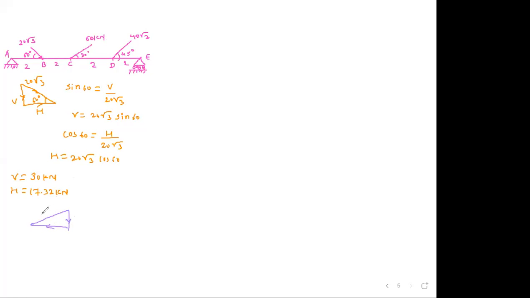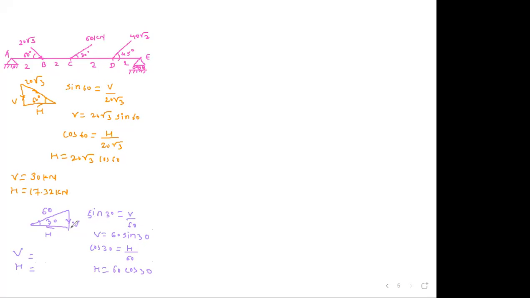So this hypotenuse is 60. This is horizontal and this is vertical, and the angle is 30 degree. So I will write here sine 30 is equal to V divided by 60. That means V is equal to 60 into sine 30. And after that cos 30 is equal to H divided by 60. That means H is equal to 60 cos 30. So you calculate V and H and tell me how much.